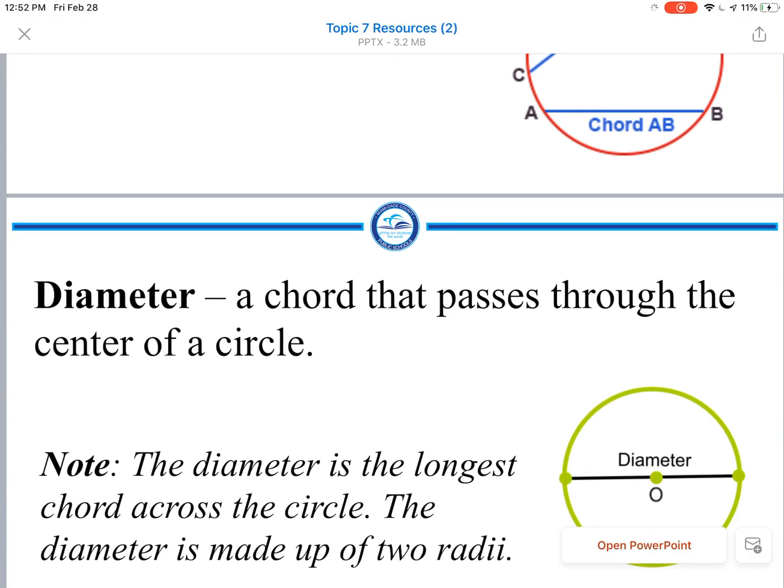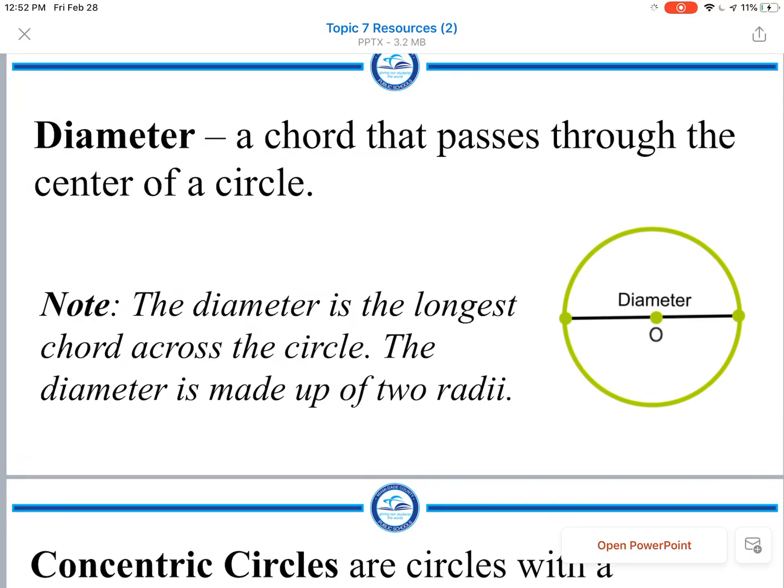Next. A diameter, notice that it says it's a chord. A diameter is a chord that passes through the center of the circle. So, although it's called a diameter, it is still also a chord, because the definition of chord was that its 2 endpoints were on the circle, and a diameter has the same property. It just also goes through the center of the circle.